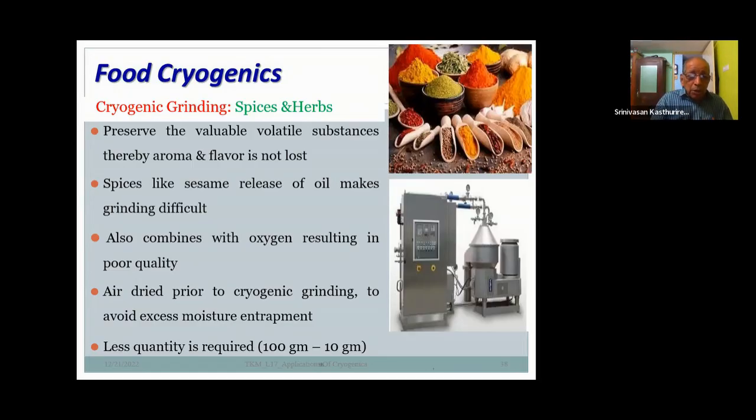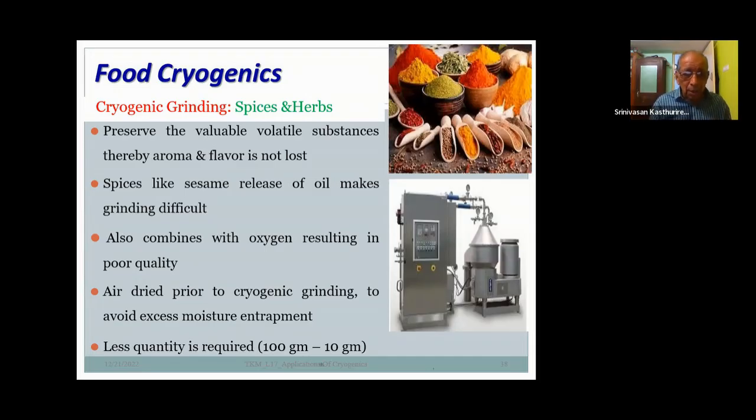So during that process, the spices do not lose the so-called flavor. Cryogenic grinding is able to take care of the storage of the volatile substances within the powder, and thereby the aroma and flavor are not lost.